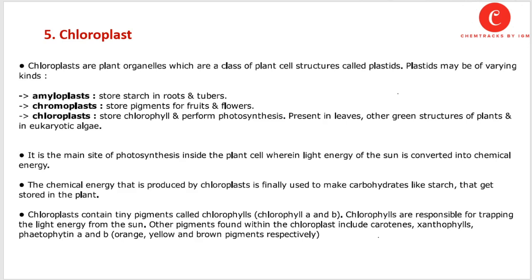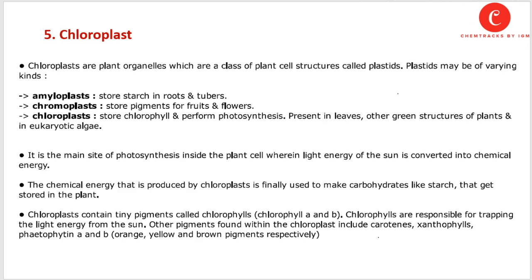It is the main site. Chloroplasts are basically the main site of photosynthesis inside the plant cell, wherein the light energy of the sun is converted into chemical energy. So basically, the chloroplasts use sun energy or solar energy to produce food or glucose molecules by using carbon dioxide and water. The chemical energy that is produced by chloroplast is finally used to make carbohydrates like starch that get stored in the plants.